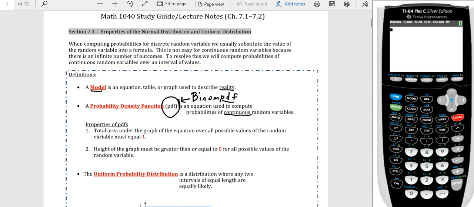A couple things about properties of PDFs. When we graph PDFs, which will look something like a bell curve shape or a nice smooth curve shape, it's supposed to represent all possible values, which means that the entire curve itself should have an area of 1, representing 100% of likelihood. So all possibilities are represented. Also, the height of the graph must be greater than or equal to 0 for all possible values of the random variable.